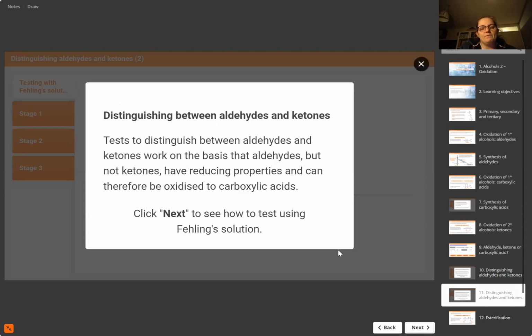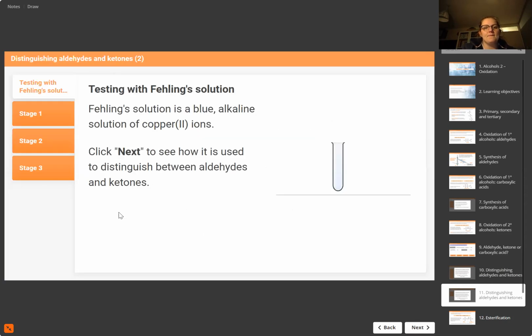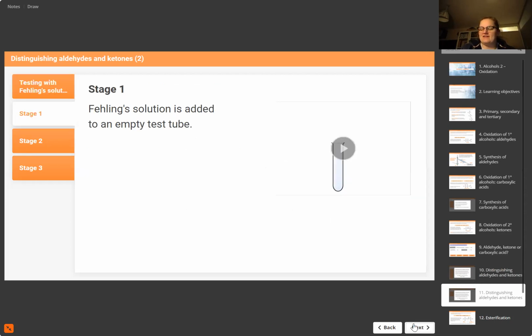There's another way. We can use Tollens or we can use Fehling's. Fehling's solution is a blue alkaline solution of copper 2 ions. With Fehling's solution, we just add it to an empty test tube. We don't have to mess about making it. You don't need to know how to make it. We literally just get the Fehling's solution and add it to our test tube.